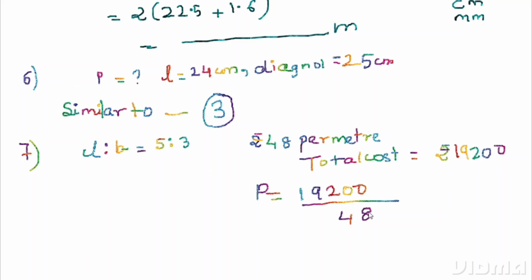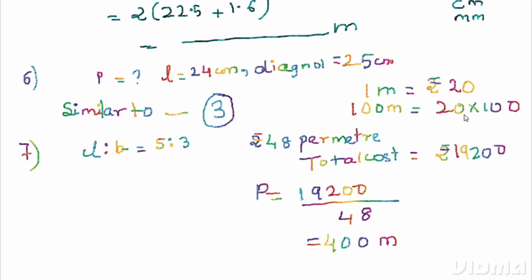So that gives me 400 meter. Suppose they give me 1 meter as 20, if I want to find 100 meter, we do 20 into 100, so that gives me 2000. Here it is the reverse of that. So perimeter is 400 meter. Now I can substitute that. I can take my length as 5x, my breadth as 3x, and then perimeter is 2 times L plus B.